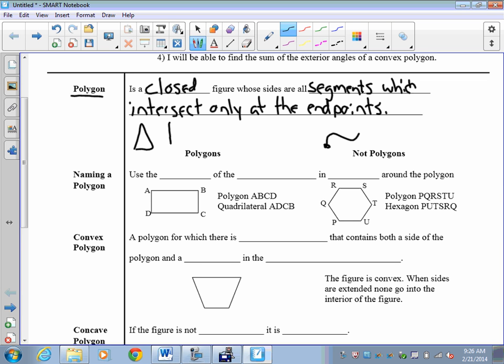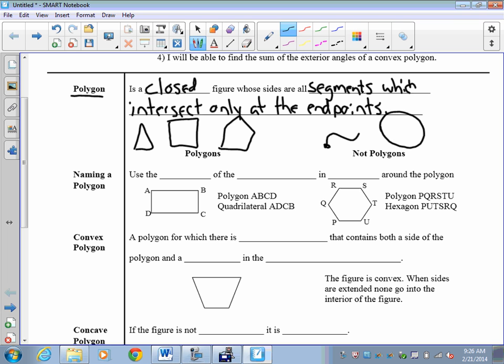Another example of a polygon would be a square or a quadrilateral, or a pentagon. There are a lot of different examples here. Another example of something that's not a polygon would be a circle, because it's not consisting of straight lines. The segments which intersect only at the endpoints, it doesn't fit that part of the definition.